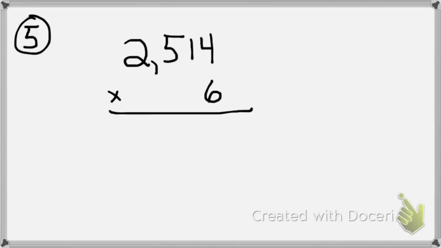For example number 5, again we're going to estimate. We're given the problem 2,514 times 6. And if I'm finding a quick estimate, I'm using left-end estimation. Take my 2,514, left-end digit is 2. Copy the digit and turn everything else to zeros. I see that I have a 2, comma, 0, 0, 0.